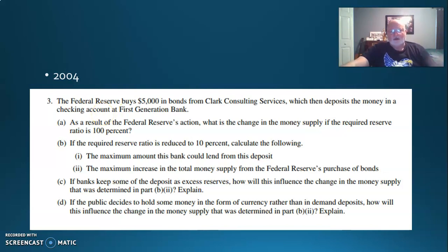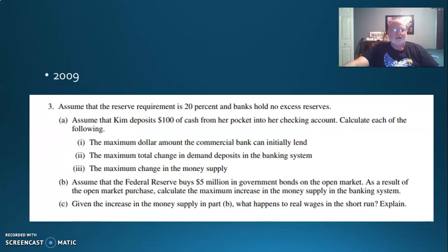Make sure you're writing the year so I can check this when you turn this in. All right, 2009, you should start seeing a pattern here. Assume the reserve requirement, and I'm looking at the answers. I went through and did these on my own, and then I checked the answer key and I missed one because I wasn't paying attention.